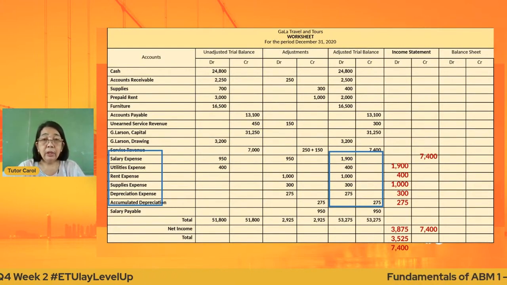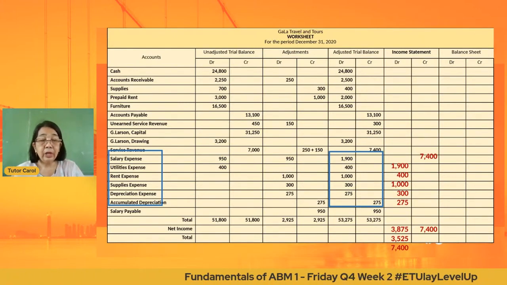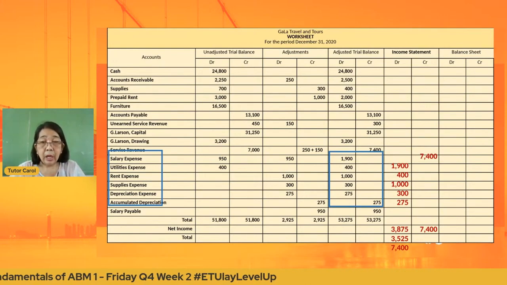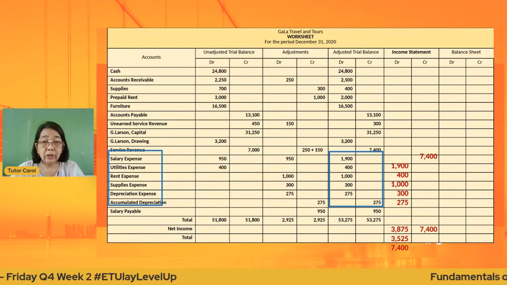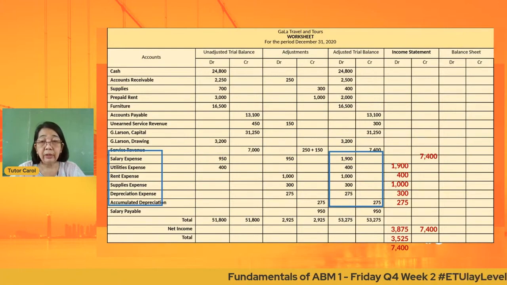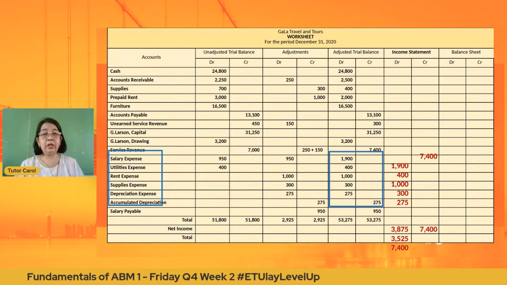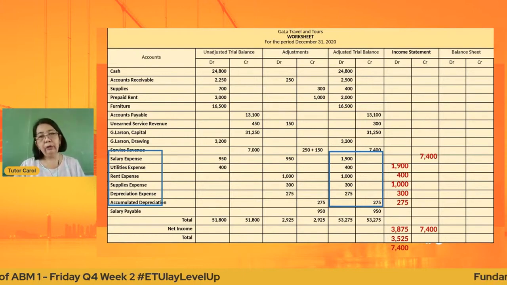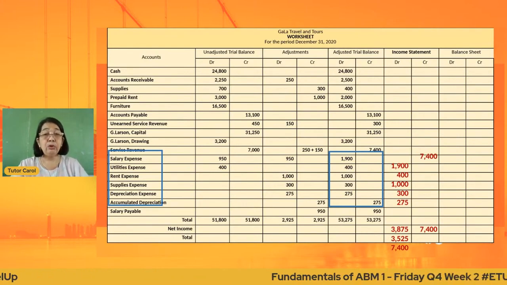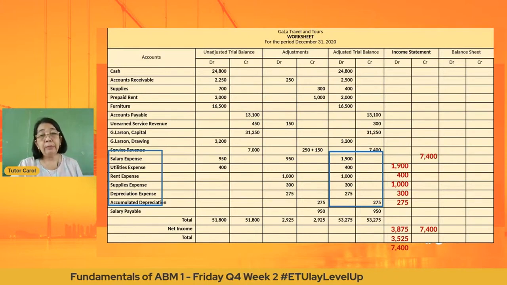Okay? Because revenue is bigger than the expenses. Bigger ang revenue. So, meron tayong net income, which is 3,525. So, you add 3,875 and 3,525. Okay, total niyan is 7,400. So, balance tayo ulit. Now, if you're going to tell me, of course, miss, magbabalance yan kasi inadd mo yung difference. Okay? We will know that later pag gumagawa tayo ng balance sheet.